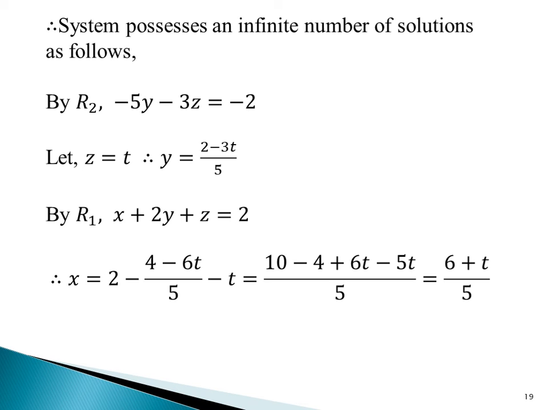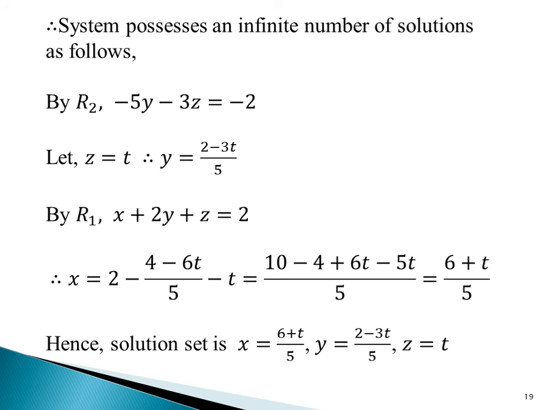Hence the solution set is x equal to (6 plus t)/5, y is (2 minus 3t)/5, and z is equal to t. As t varies, the values of x, y, z change, right? So the system is consistent and has an infinite number of solutions as given in the solution set, right.